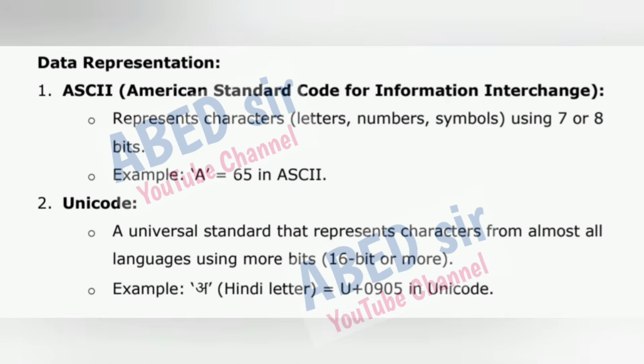Data representation. 1. ASCII, American Standard Code for Information Interchange. Represents characters, letters, numbers, symbols using 7 or 8 bits. Example: A equals 65 in ASCII. 2. Unicode. A universal standard that represents characters from almost all languages using more bits, 16-bit or more.